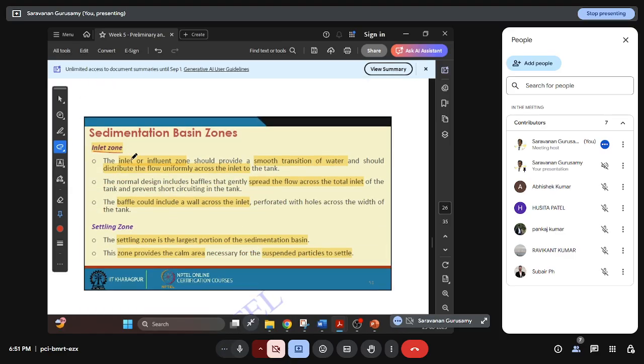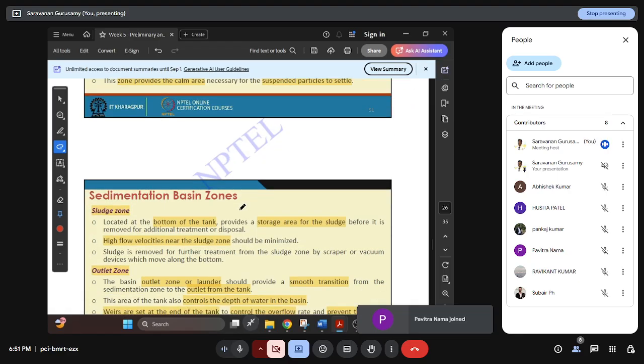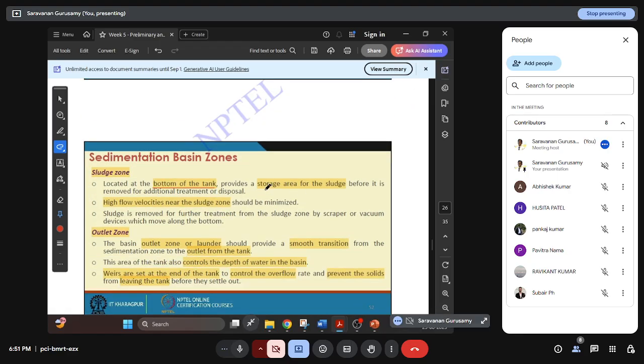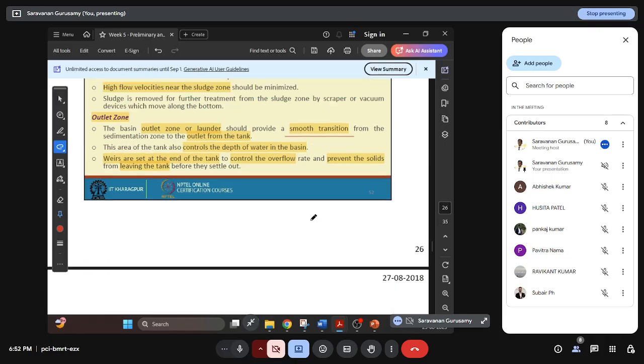So the inlet zone will be the water entering zone, and a smooth transition should be there, otherwise the particles will be disturbed. We can use a baffle to evenly distribute the water. Water is coming through a small pipe, and we can have a baffle so that it will enter the tank smoothly. Okay, and then the settling zone. This is the zone where the particles are trying to settle with the settling velocity. It's a calm area. And then the sludge zone at the bottom of the tank, where all the sludge is stored. Then the outlet zone, smooth transition. We are giving this type of outlet zone.